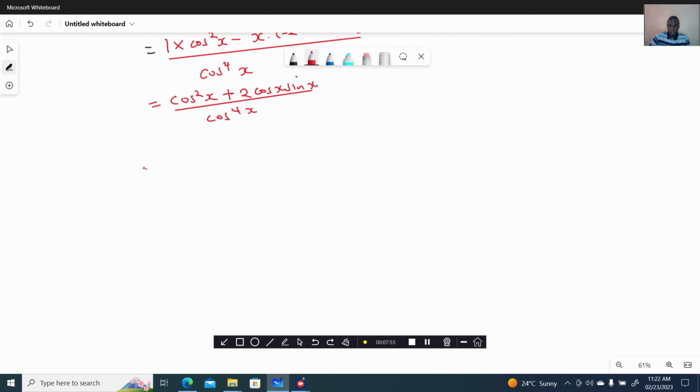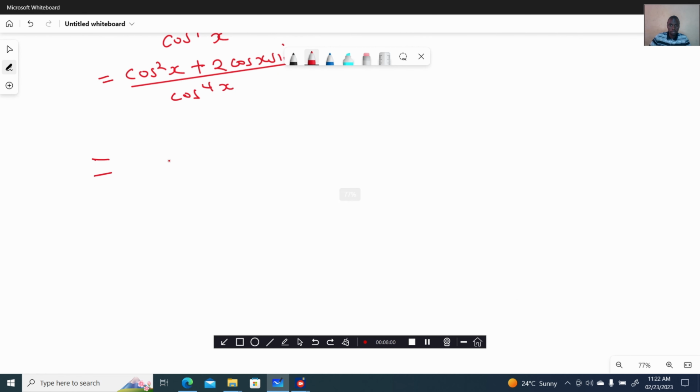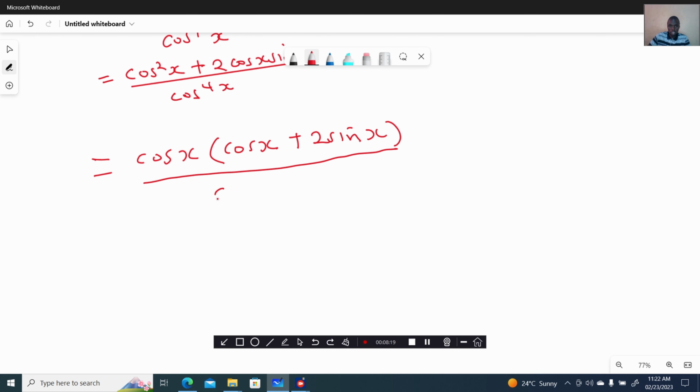So we can factor out something in this equation. We can factor out cos x. Then in this case, that is cos x. Cos squared x divided by cos x, you get cos x, and then plus cos will disappear, so you're going to have 2 sin x. Divide by, we can just leave the denominator, that's cos to the power of 4x. So cos divides here 1, it divides here cos cubed of x, like that.